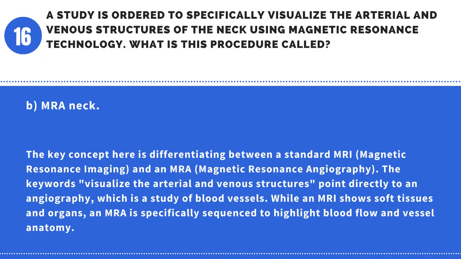Answer B. MRA neck. The key concept here is differentiating between a standard MRI, magnetic resonance imaging, and an MRA, magnetic resonance angiography. The keywords visualize the arterial and venous structures point directly to an angiography, which is a study of blood vessels. While an MRI shows soft tissues and organs, an MRA is specifically sequenced to highlight blood flow and vessel anatomy.